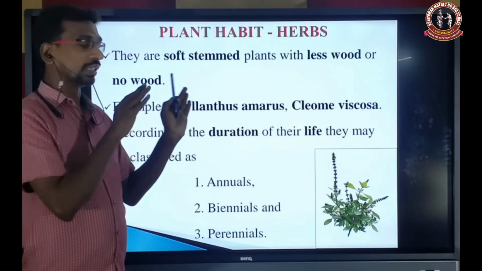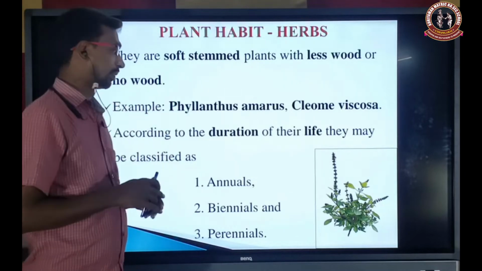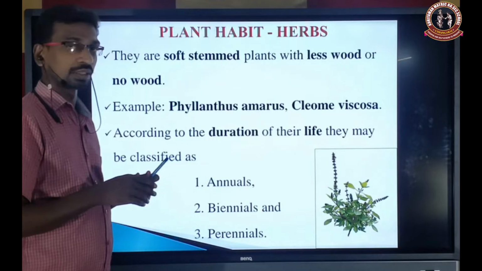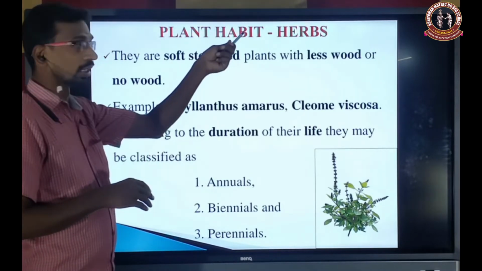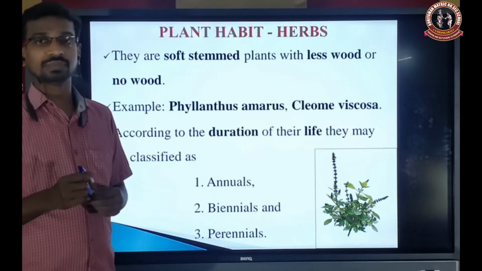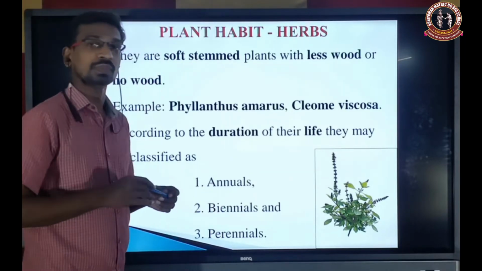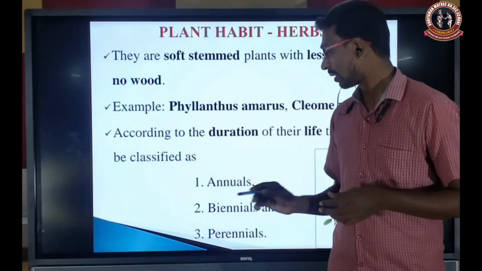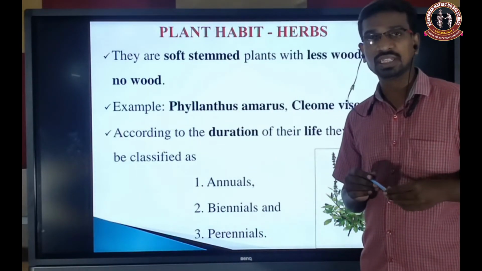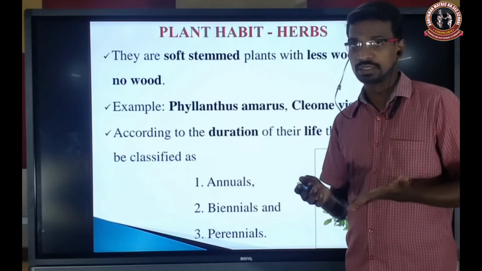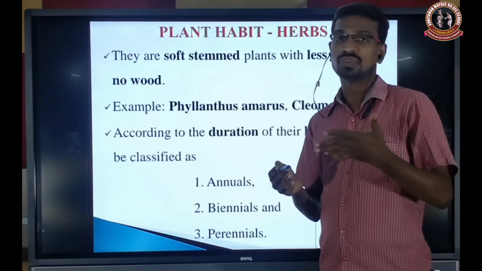Here they have given two examples. According to the duration of life, herbs are further classified into annual, biennial and perennial. Already I told you what annual is: they complete the life cycle within 1 year or 1 season. Biennial: they complete the life cycle within 2 years or 2 seasons. Perennial: they grow every year and produce flower and fruit every year.